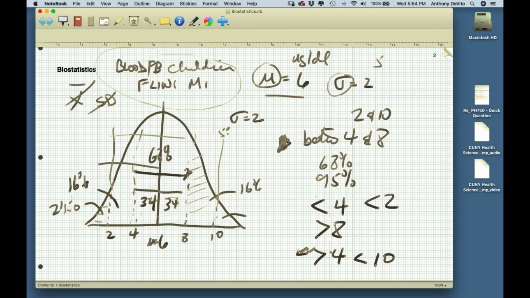Well, I know that this area less than 4 is 16%. And I know this area greater than 10 is 2.5%. So I've accounted for 18.5%. And the rest is between 4 and 10, right? So it would be basically 81.5%.